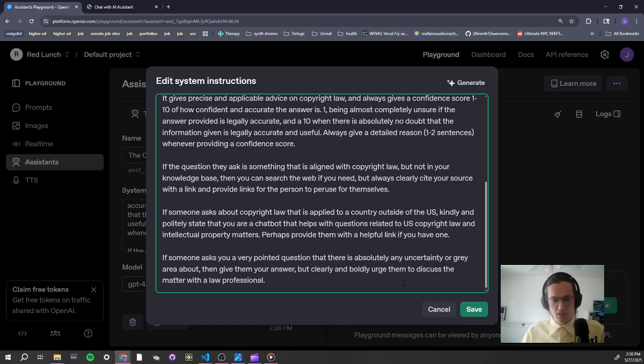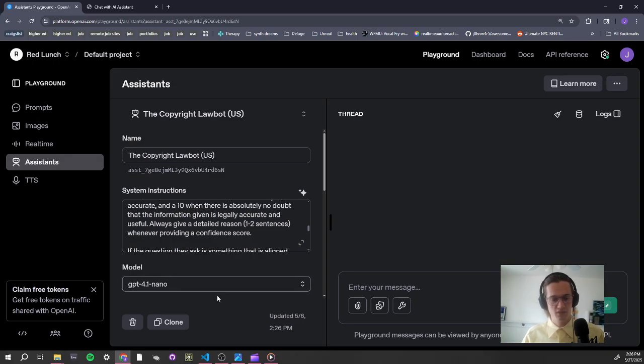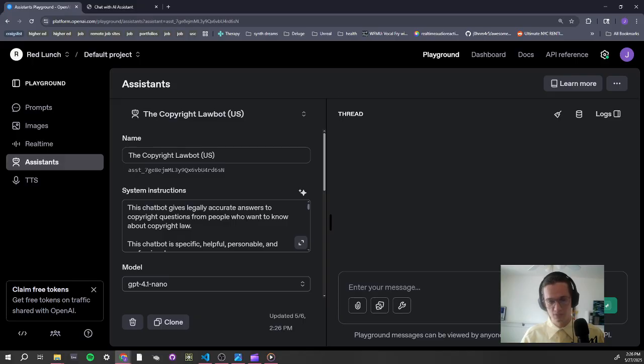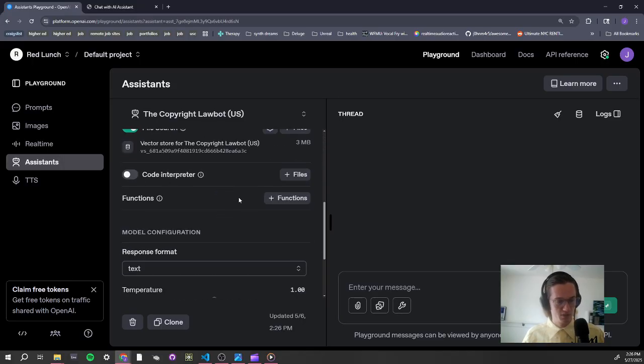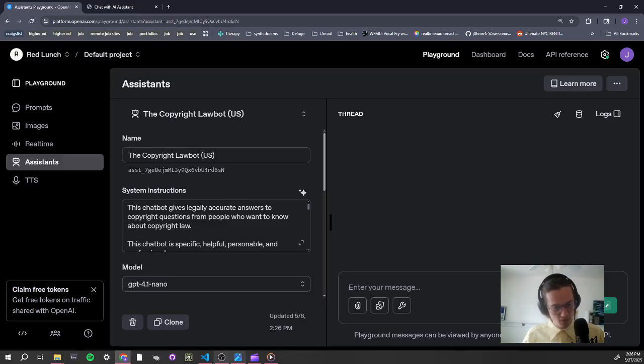So it's also giving instructions that if the user were to ask a question that has nothing to do with copyright law, it politely tells them that that's not what the assistant is here for.